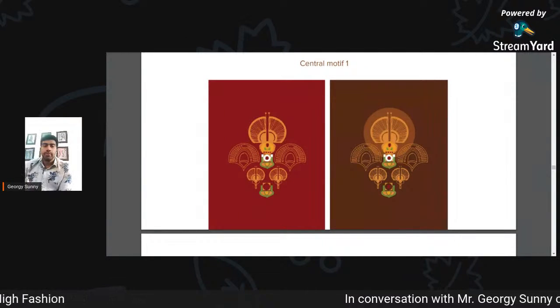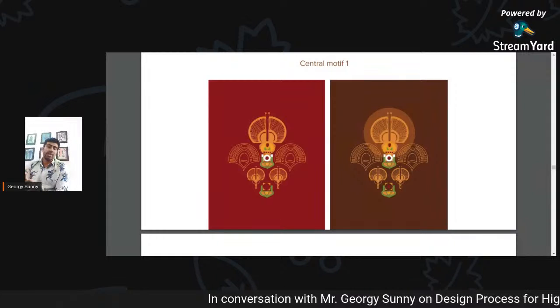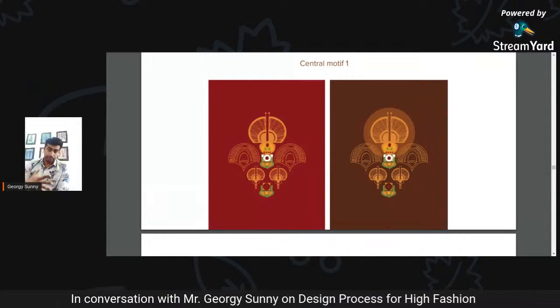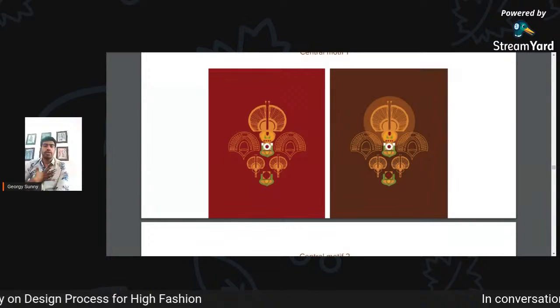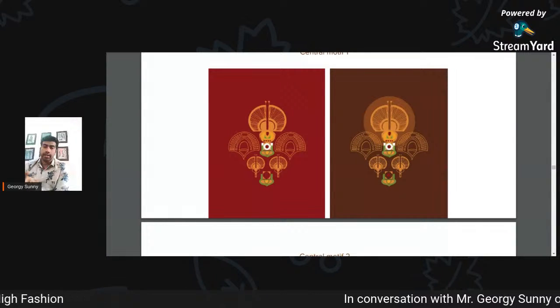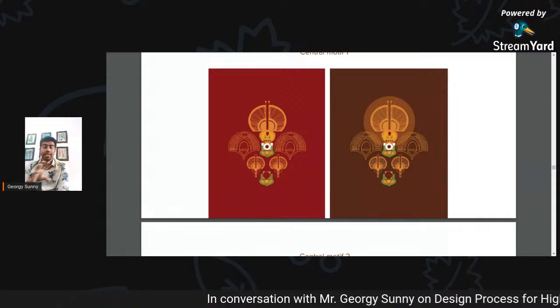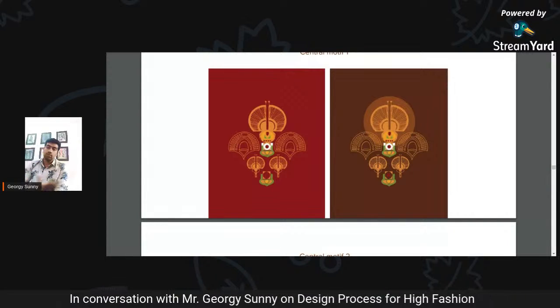You can also think about massive kinds of prints. For example, you want to keep a very strong, bold look on the shoulder or on the chest. That is also an interesting way. Instead of going completely with a repeat motif, you can also think about something which is a very bold statement.